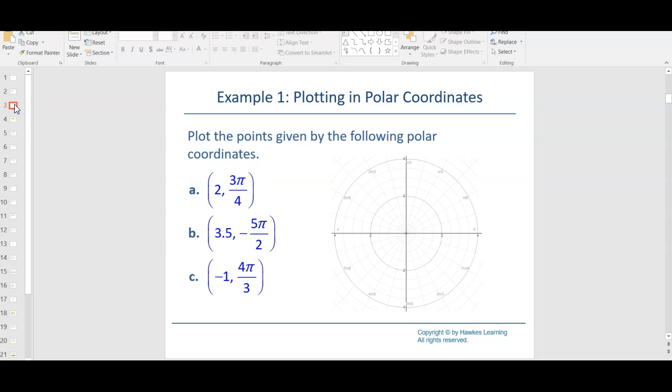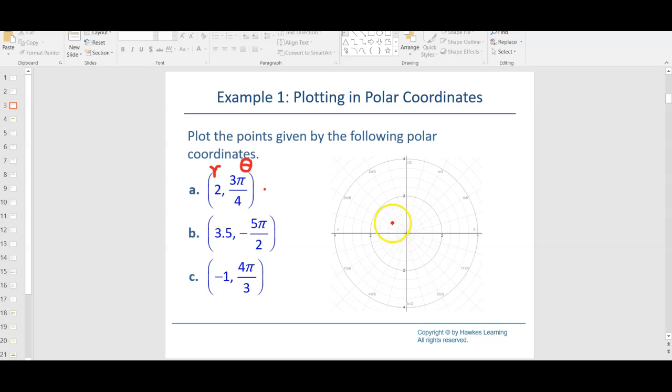We got plotting points with polar coordinates. So how does this work? Well, I'm going to put a big red dot where this first point is. So (2, 3π/4) is our polar point. The way these work is this is r, and this is theta. These are written in an ordered pair, just like (x, y) is an ordered pair when we're doing rectangular coordinates. But r is the radius, how far we are from the origin, and 3π/4 is the angle.